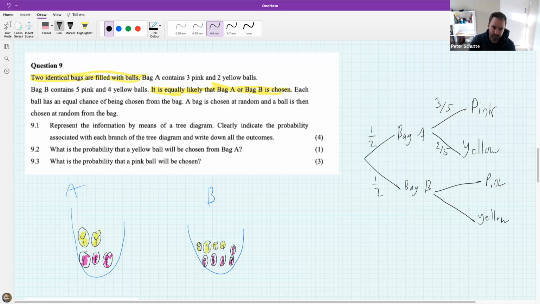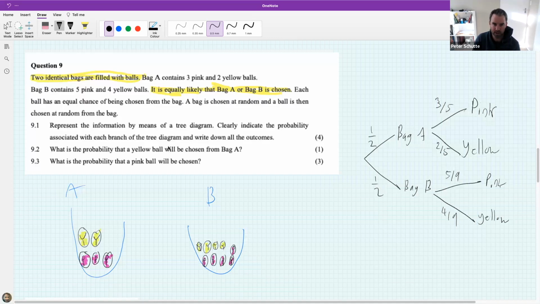So how many are there? 1, 2, 3, 4, 5, 6, 7, 8, 9. So there's 9 in total, but there's a 5 in 9 chance of choosing pink, and the chance of yellow is 4 in 9. Okay, now, this is what I love about tree diagrams. You have all the possible choices available to you in this lovely, beautiful drawing.